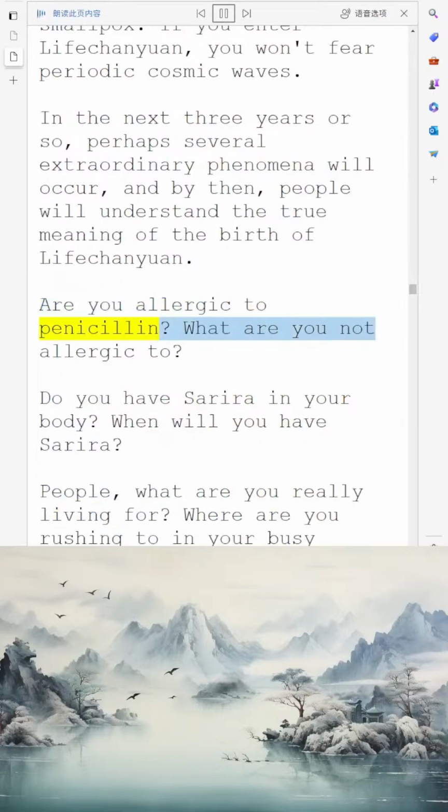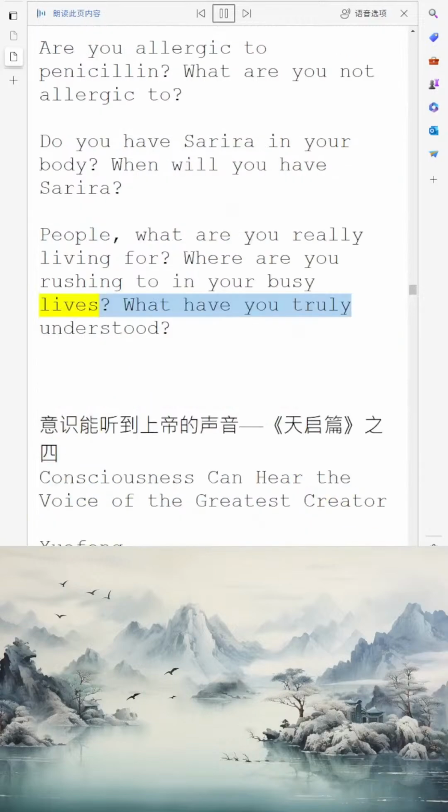Are you allergic to penicillin? What are you not allergic to? Do you have sarira in your body? When will you have sarira? People, what are you really living for? Where are you rushing to in your busy lives? What have you truly understood?